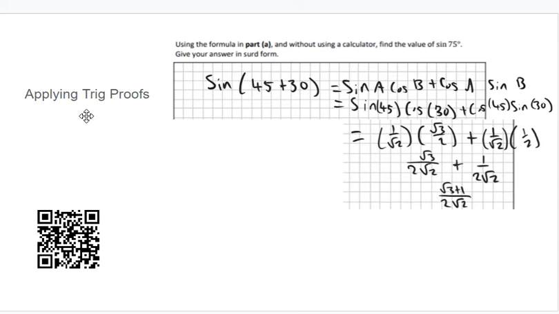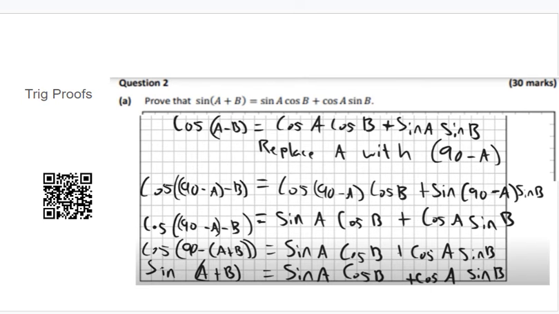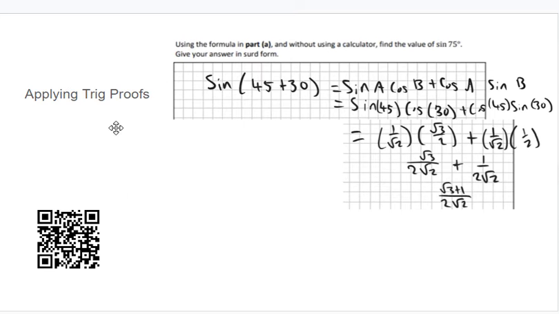Applying trig proofs then. This is the next part of that question. You just have to use that sine a plus b, and you have to work out sine 75. So you need to be able to see that sine 75 is the same as 45 plus 30, because 45 plus 30 is 75. And then you can use that. So your A is the 45 and your B is the 30.